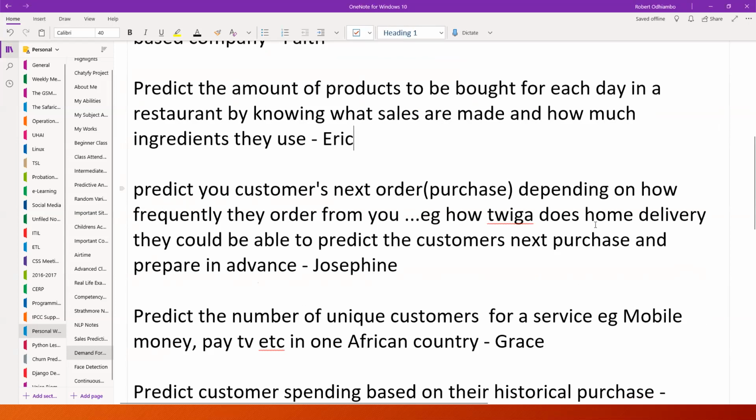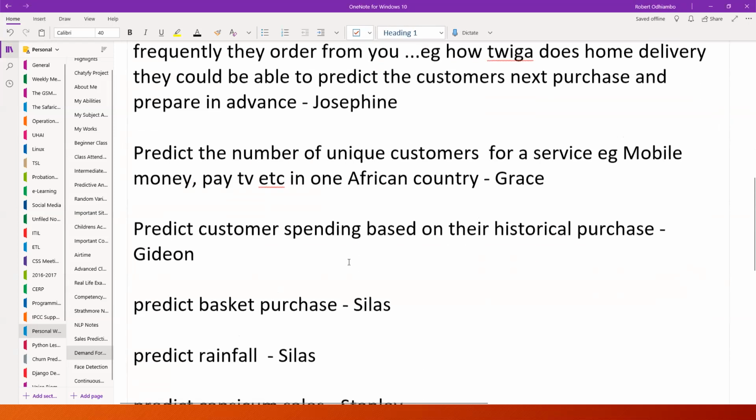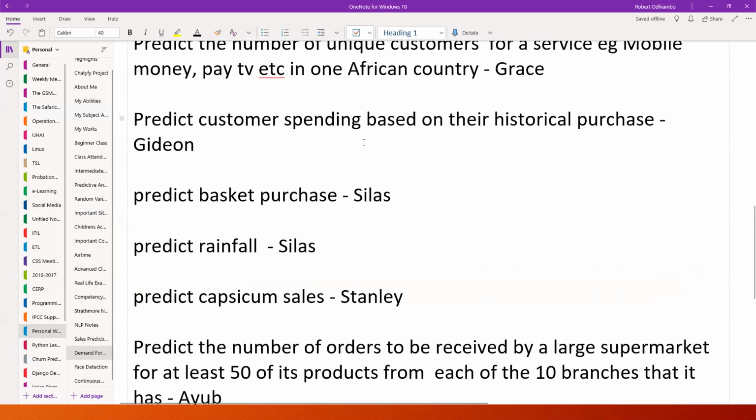E.g. Twiga does home delivery. They could be able to predict the customer's next purchase and prepare in advance. And then predict the number of unique customers for a service, e.g. mobile money, pay TV in one African country. And then predict customer spending based on their historical purchase.